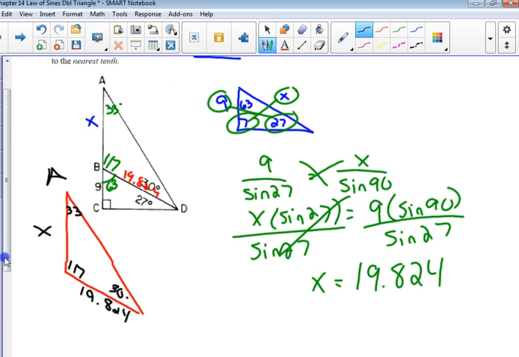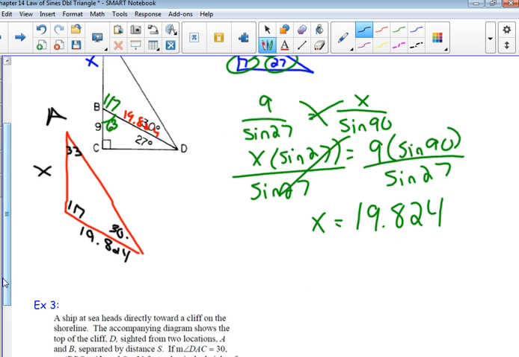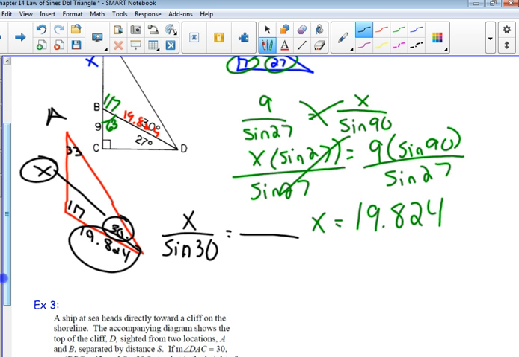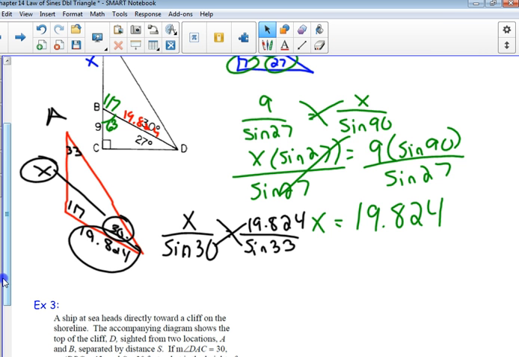Let's match up what goes together. Who knows what goes with your X? Sine 30, right? All right, and then the 19.824. Good job. Here's 9 over sine 30. Okay. All right, try it out. Do your cross multiply and see what you get. Okay. Notice nearest tenth here. Nearest tenth.